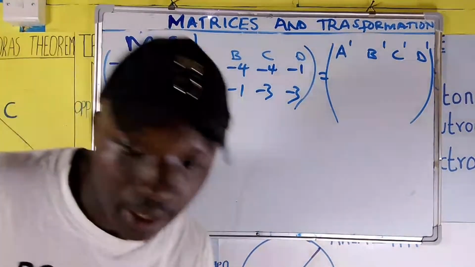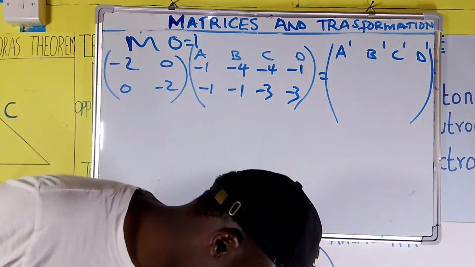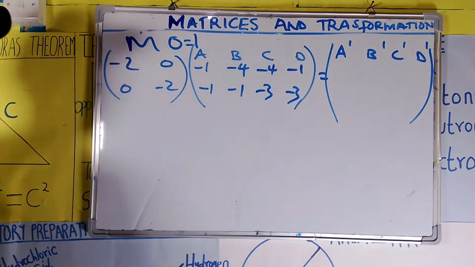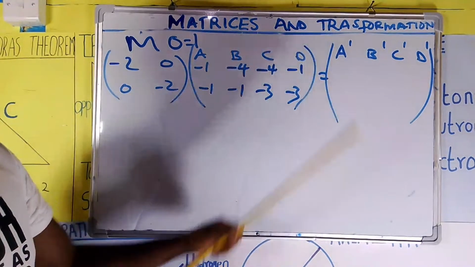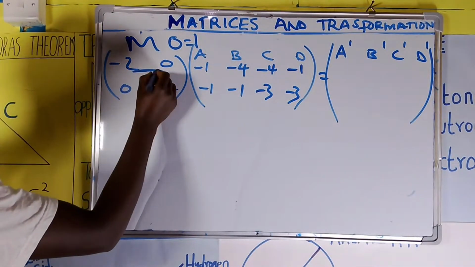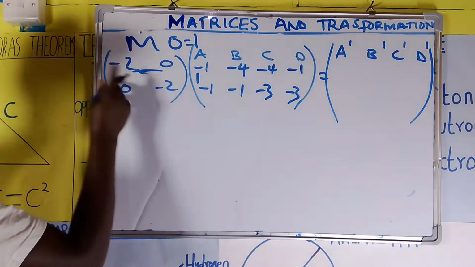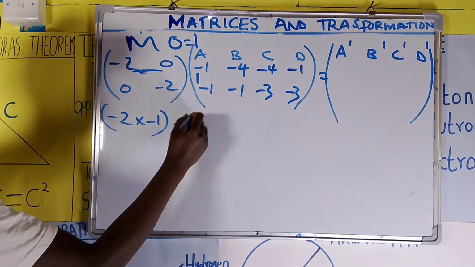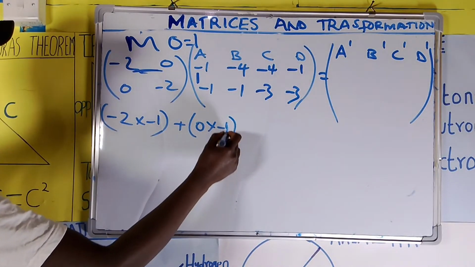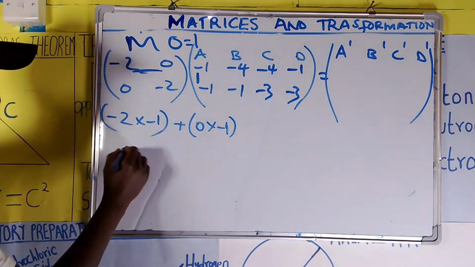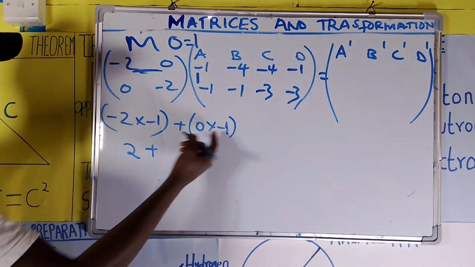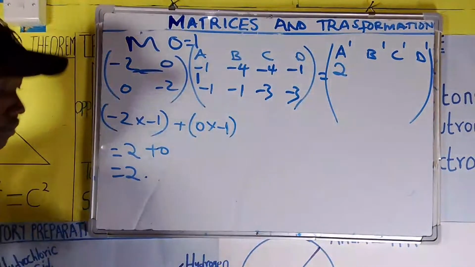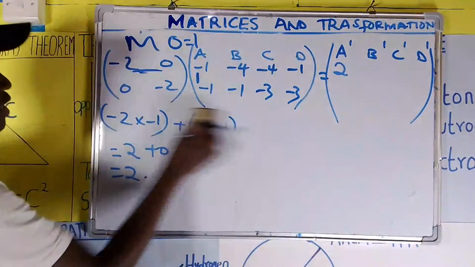Just as we have multiplied the other one, is how we are going to multiply this one. So this one tutaanza hapa, tunataka kuanza na A. So A tukasema ni hii na hii. So itakuwa -2 times -1 plus 0 times -1. So -2 times -1 is 2 plus 0 times -1 is 0. So that one is 2. So hiyo itakuwa 2.